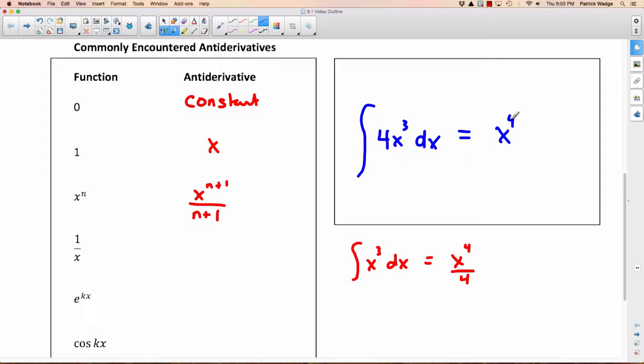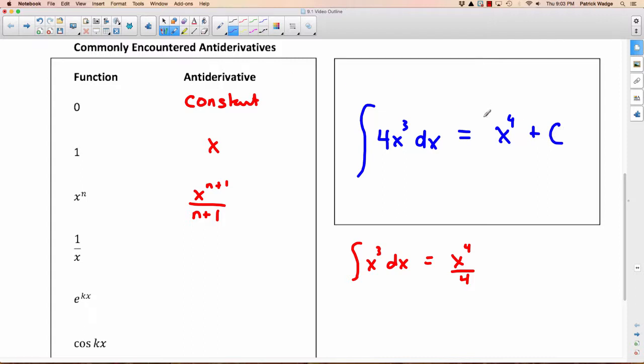If you're not clear about that, try going the other way. Try taking the derivative of this. The derivative is 4x cubed. That's exactly what we have. But you'd also have to put plus c, because remember, you could also have any constant there, and when you take the derivative of that constant, it would equal 0.